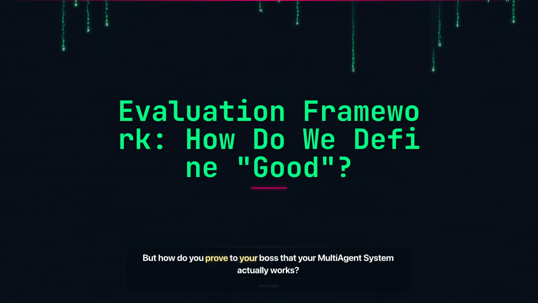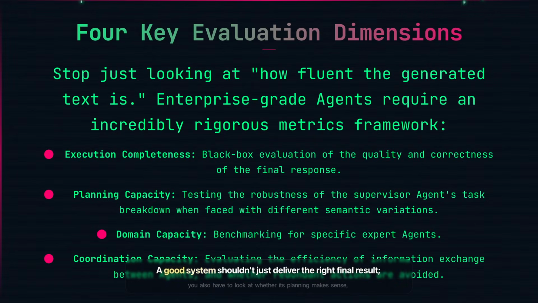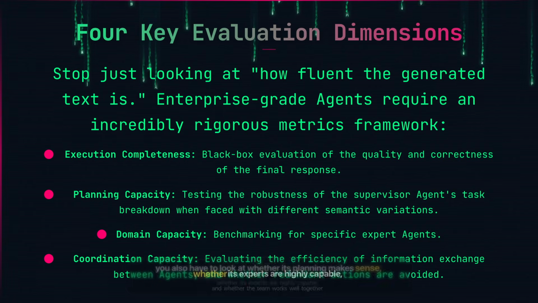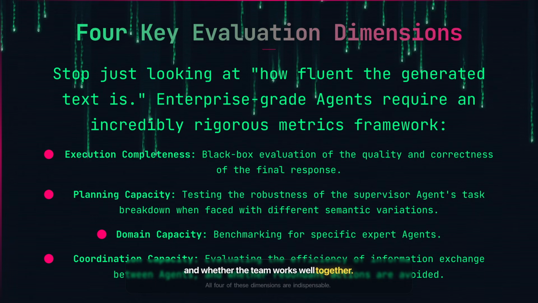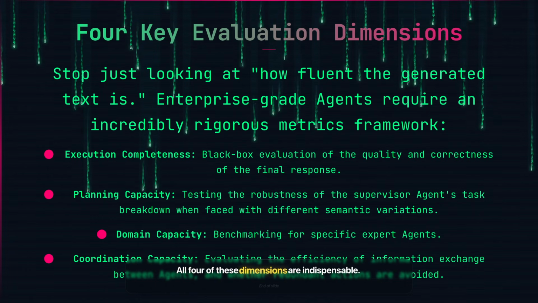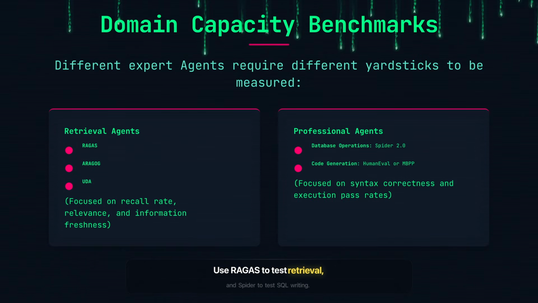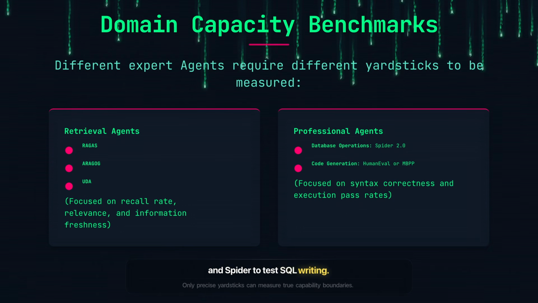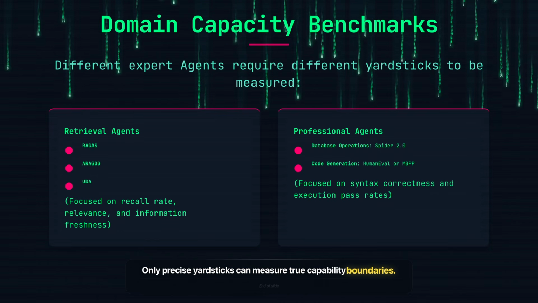But how do you prove to your boss that your multi-agent system actually works? A good system shouldn't just deliver the right final result. You also have to look at whether its planning makes sense, whether its experts are highly capable, and whether the team works well together. All four of these dimensions are indispensable. Don't use the same exam for everyone. Use RAGAS to test retrieval and Spider to test SQL writing. Only precise yardsticks can measure true capability boundaries.